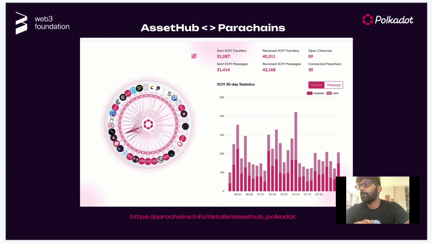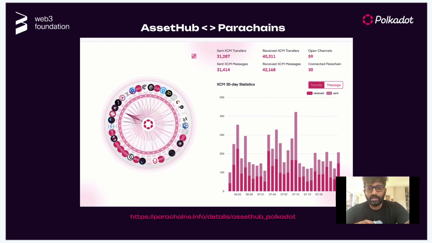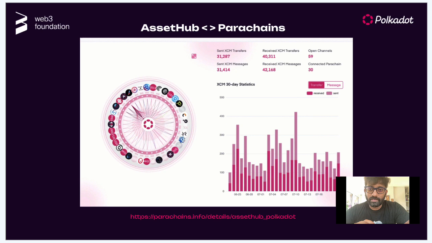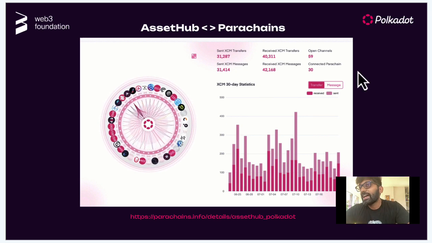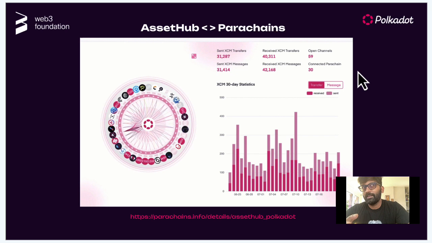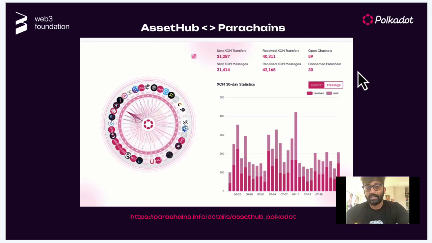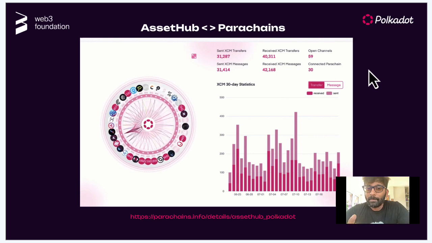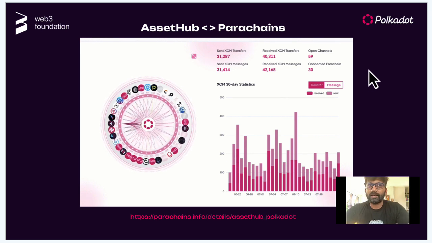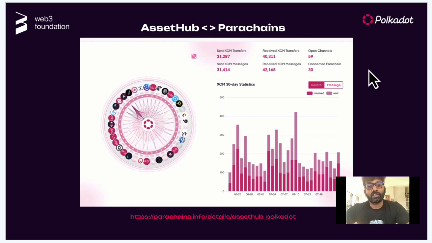All right, so now let's take a look at all the chains that have integrations with Asset Hub already. You can see we have 30 connected parachains with 59 connected channels, which means almost all of them have bidirectional channels established with Asset Hub, except one of them, I don't know which one. But the point here being, Asset Hub is one of the tightly integrated parachains within the Polkadot ecosystem.